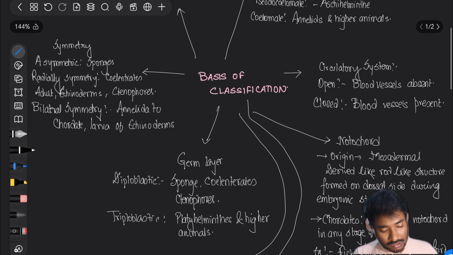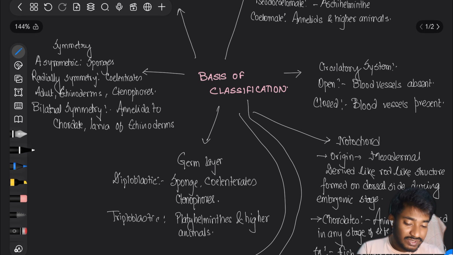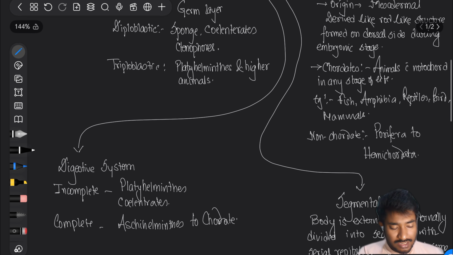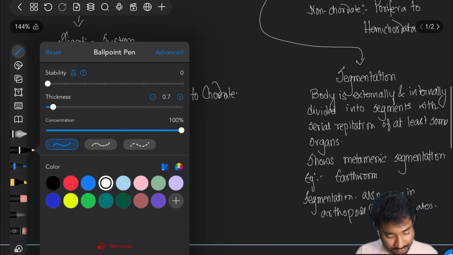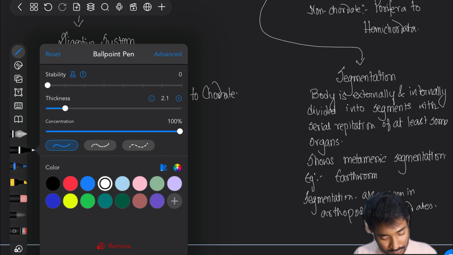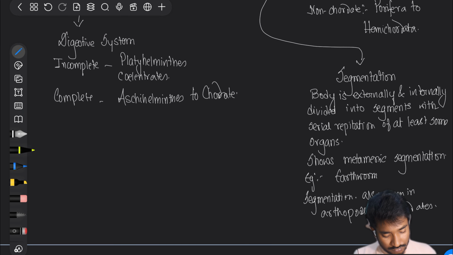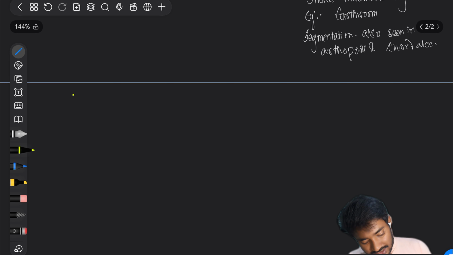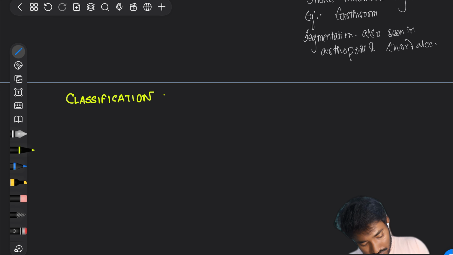Okay. So on the basis of this classification, I have given a brief idea. Now the classification of animals. So come to the next topic: classification of animals.